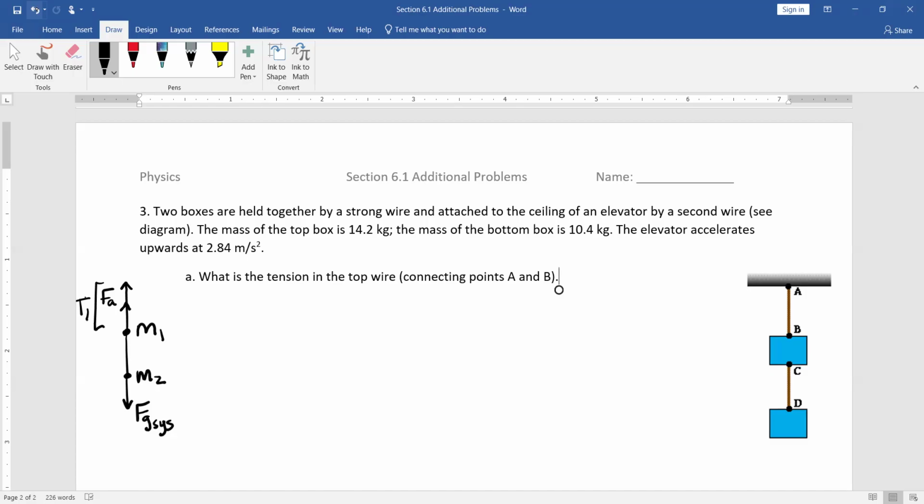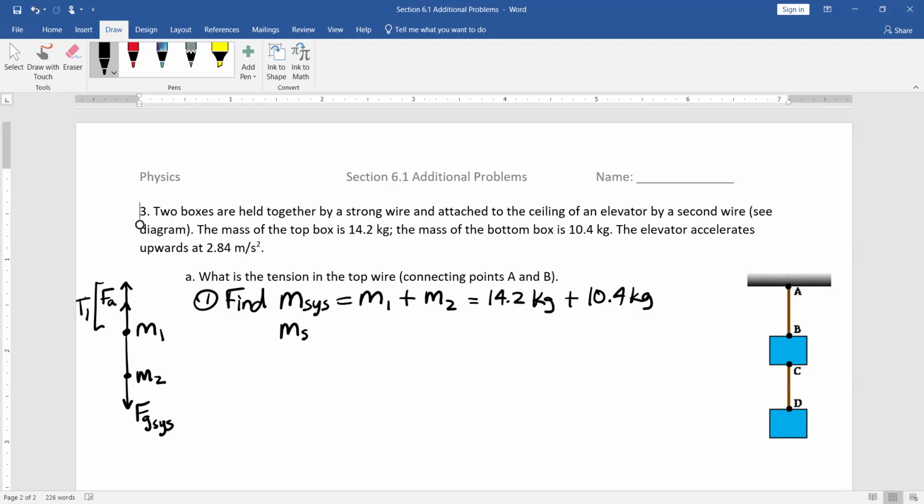Okay. Anyway, so the key here though is if you're finding anything on the top item, you're going to have to use the whole system in order to do it. So that means that we need to know the force of gravity on the entire system. And in order to do that, we need to know the mass of the entire system. So I'm going to do that first. The first step here is I'm going to find the mass of the entire system because that's what's hanging from this wire, and that's the mass of the first box plus the mass of the second box, which is 14.2 kilograms plus 10.4 kilograms.